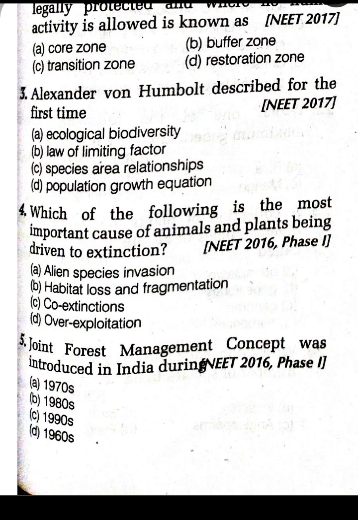Next one. Which of the following is the most important cause of animals and plants being driven to extinction? What is asked here? The most important cause of animals and plants being driven to extinction. So it is option number B, habitat loss and fragmentation. There are four major causes of biodiversity loss, in which the most important cause driving animals and plants to extinction is habitat loss and fragmentation. So option number B is the correct one.